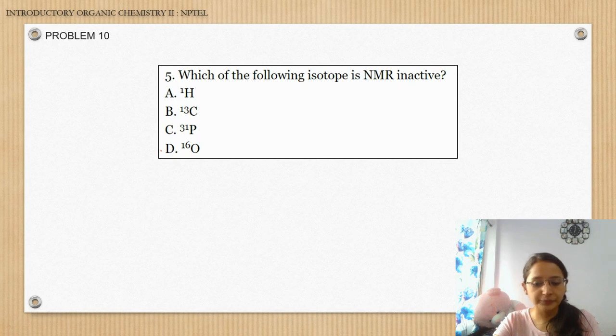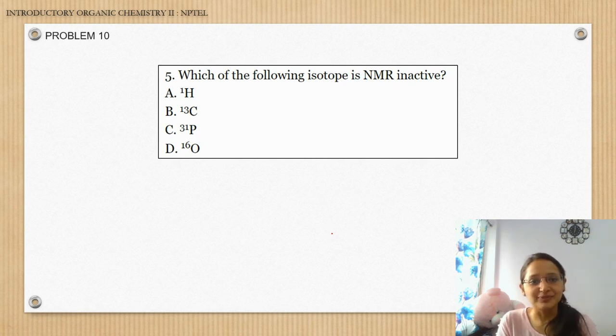So in problem 10, they are asking which of the following isotopes is NMR inactive. The options are 1H, 13C, 31P, 16O. Okay, guys. Someone says the first one is the answer. No, the first one is not the answer. You are telling that 31P is the answer? Okay, so let's see which is the answer.